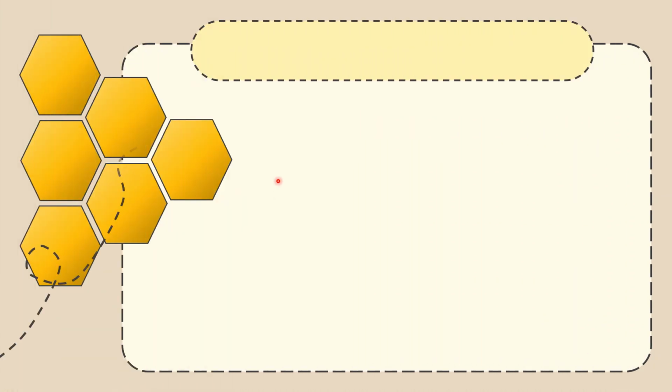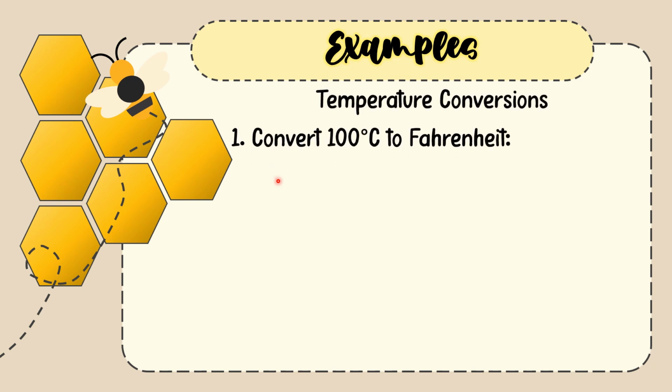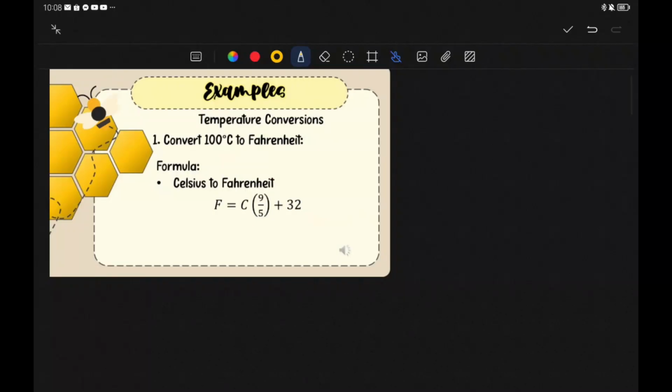Now let us first have the first example in converting temperatures. First, convert 100 degrees Celsius to Fahrenheit, and we are going to use this formula. Now let us convert 100 degrees Celsius to Fahrenheit. So how much is 100 degrees Celsius in Fahrenheit? Using the formula, this is our solution.